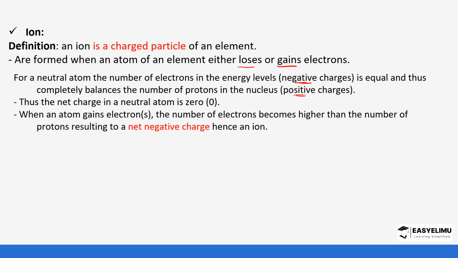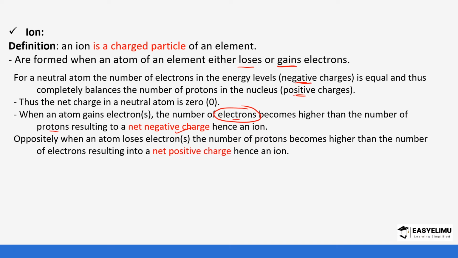This depends on the number of electrons and protons in an atom. For example, if an atom gains electrons, you notice the number of electrons increases, it becomes higher. That is the reason why that atom gains a total negative charge, because the number of electrons is more than the protons. Alternatively, if an atom loses electrons, you notice the number of protons will be higher than the number of electrons. So in turn, it gains a net positive charge.